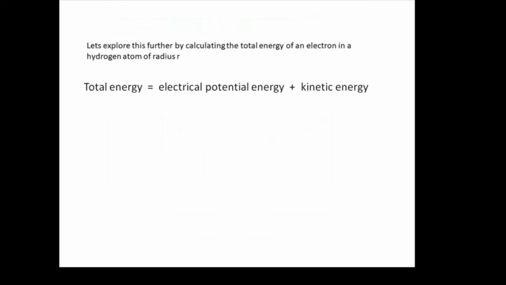Okay, we're going to explore this further by doing a calculation now. What we're going to do is calculate the total energy of an electron, and we're going to get an expression for that in terms of its radius in the hydrogen atom. So, total energy equals EPE plus KE, electrical potential energy plus kinetic energy.